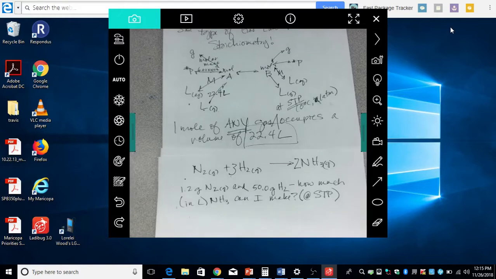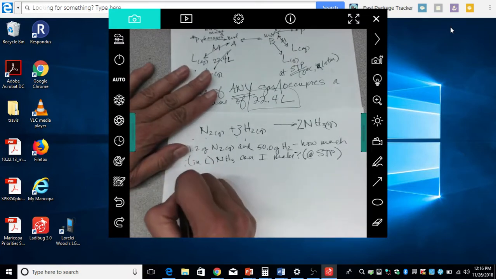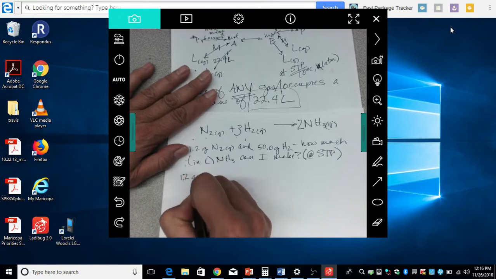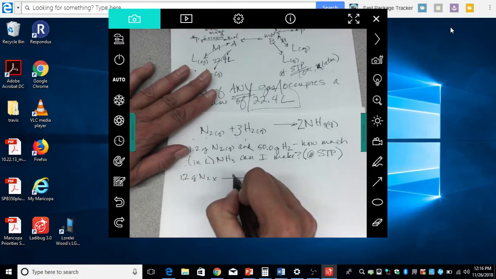Well, remember stoichiometry? What's the first step in stoichiometry? And this is a limiting reagent problem. How do I know this is a limiting reagent problem? Right, so I've got something of this and something of that, and I got to figure out which one's going to run out first. So what's the first step in a limiting reagent kind of problem? Convert everything to moles. All right, so we got 1.2 grams of nitrogen, and we got to go from grams of nitrogen to moles.